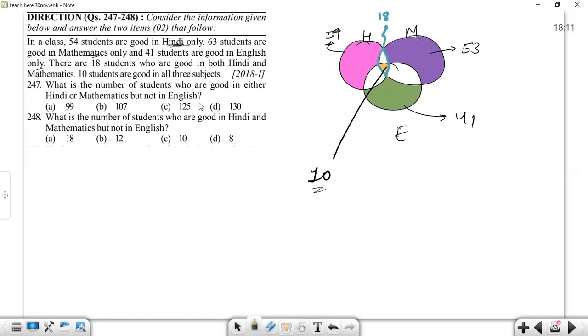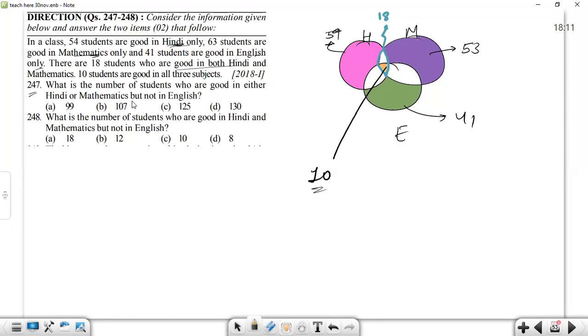Okay, great. So now we have all the information, and now we have written all the information in the Venn diagram. Is everything clear, how I have written it? So what is what? Clear?